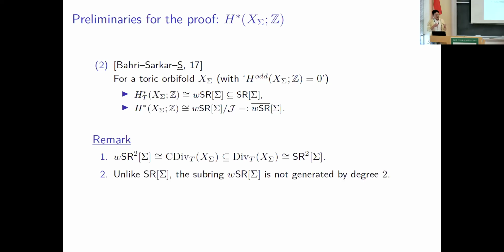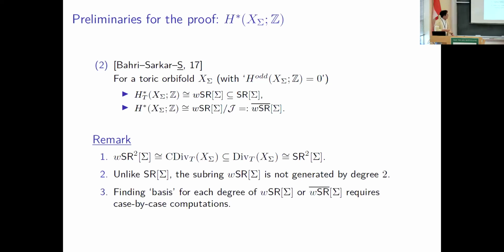Also, if you remember, the Stanley-Reisner ring is generated by degree 2 elements. However, this weighted Stanley-Reisner ring is not generated by degree 2 elements, so we have to work degree by degree in order to find the generators. Because of this, it is rather tricky to find generators or bases degree by degree; it requires some case by case computation. Unfortunately, we do not know any concrete formula, but once we have a concrete form of the fan, then we can work with it.